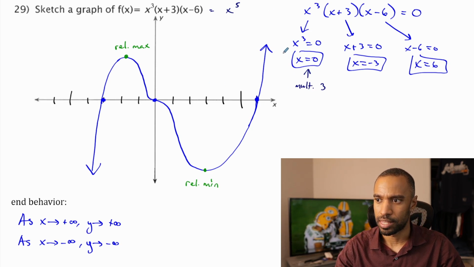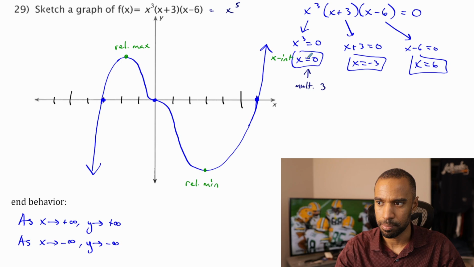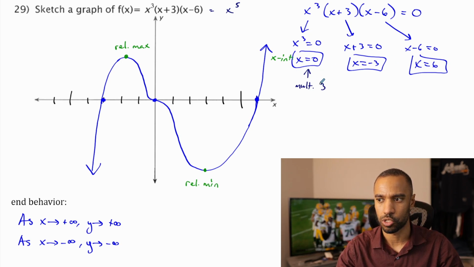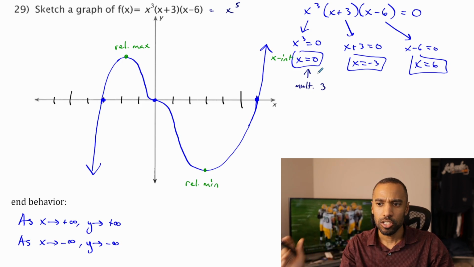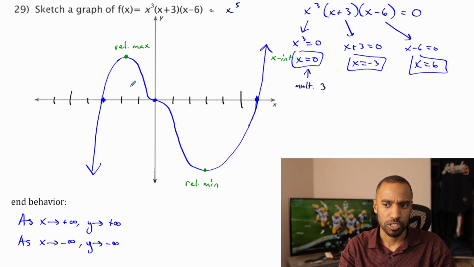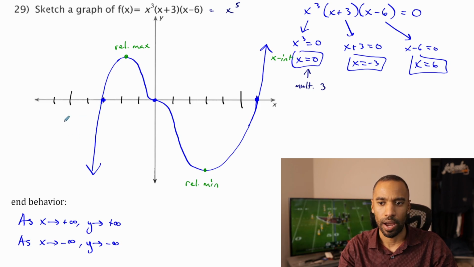The x-intercepts, right? These three here, these are the x-intercepts, 0, -3, and 6. This one had a multiplicity of 3. I'm not going to talk about intervals of increase, decrease, positive, negative, things like that, and I'm not going to write notations here.